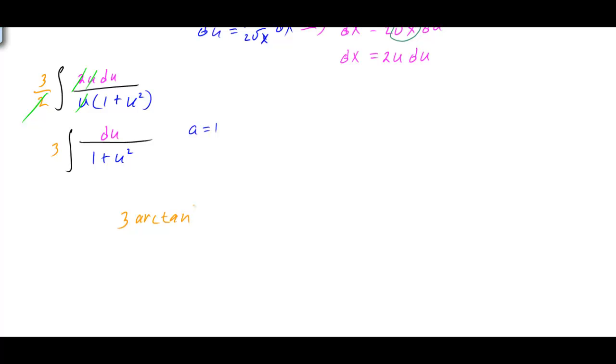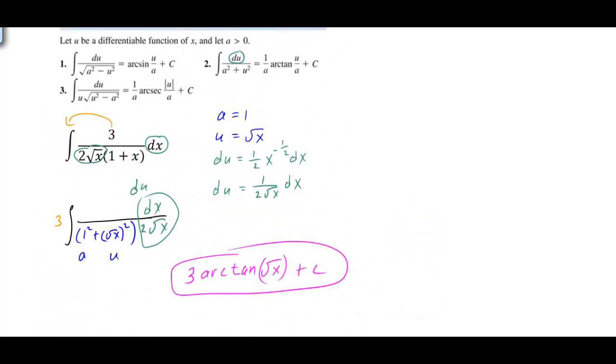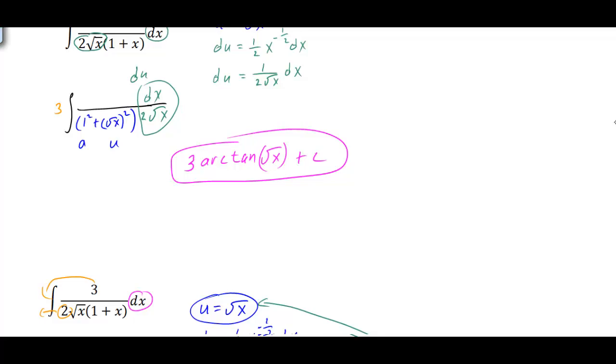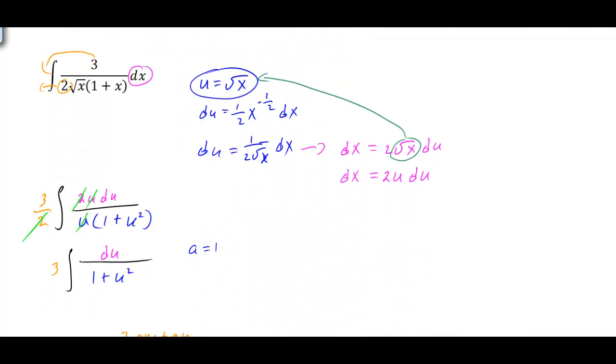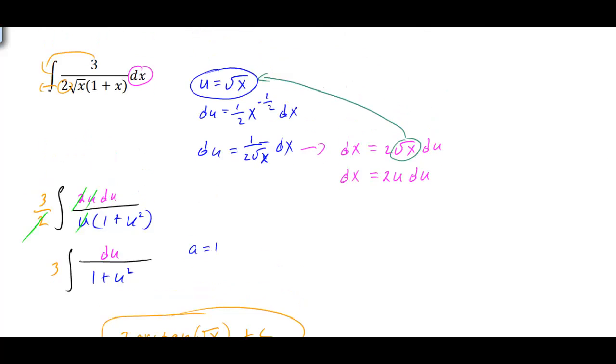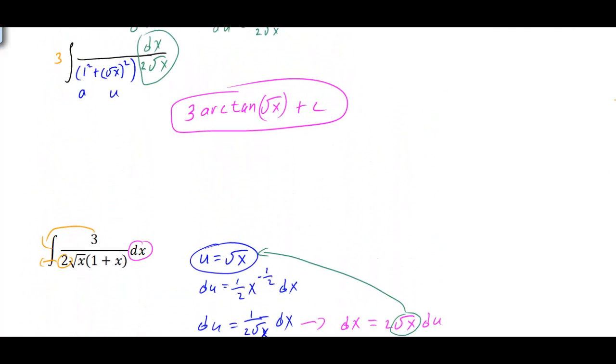arctangent. Okay. Arctangent of u. Well, u is equal to what? We said u is equal to the square root of x. So then we would simply have the square root of x over 1, or simply the square root of x plus c. And that's the exact same answer we came up with before, 3 arctangent square root of x plus c.